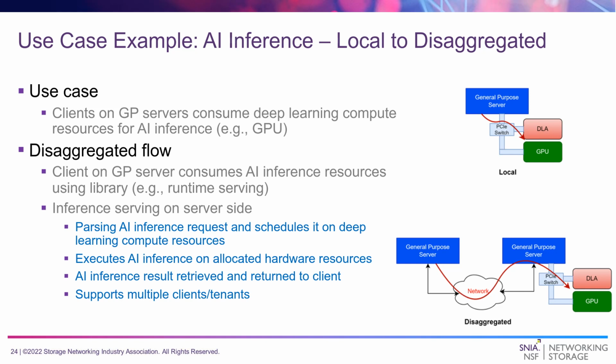On the server side, we'll need to do parsing of the AI request. We'll need to schedule the hardware resources to the different AI requests that arrive. We'll need to execute the AI inference on the hardware itself, retrieve the results, send them back to clients, and support multi-tenancy and clients, including quality of service, exposing Kubernetes resources or additional monitoring stuff that are very common in the AI inference case.